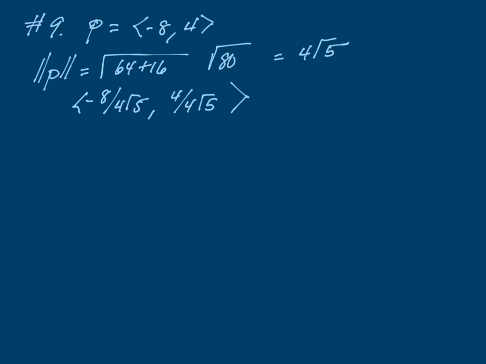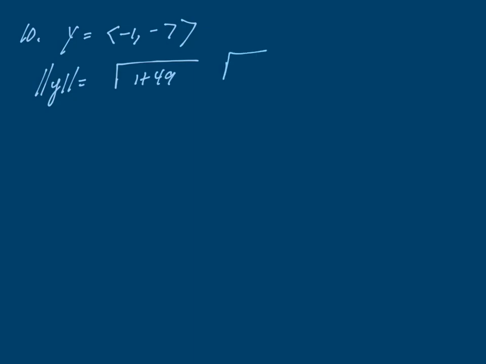So let's see if we can rationalize this. That would be -2 square root of 5 over 5. And this one, the 4s would go away. 1 over square root of 5 is square root of 5 over 5. So there's your answer for number 9.